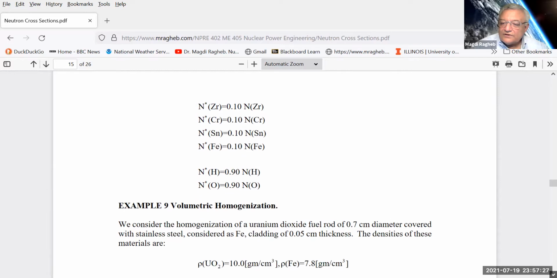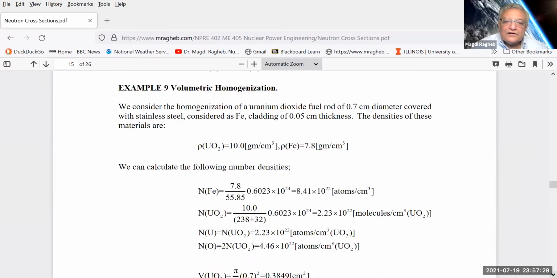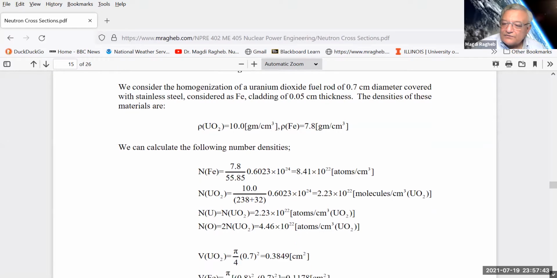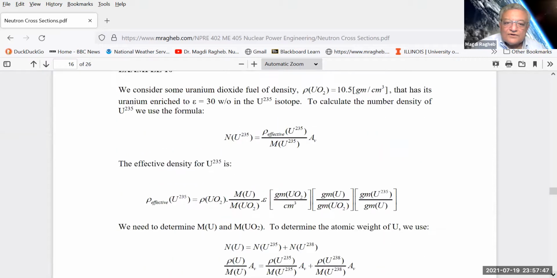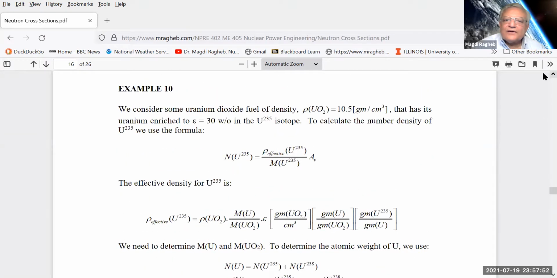When we deal with nuclear reactors, to simplify calculations, we homogenize the materials. Like if you have uranium dioxide and spacers in the reactor made out of iron, you calculate the cross-section of each one of them, and they add up linearly to calculate the cross-sections for some given mixture or alloying element. Let's take an example.